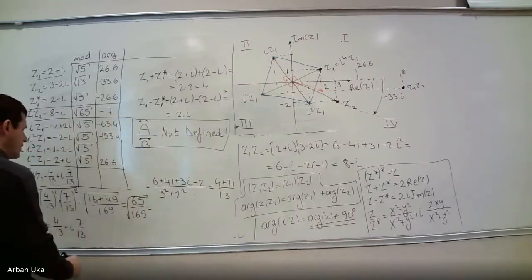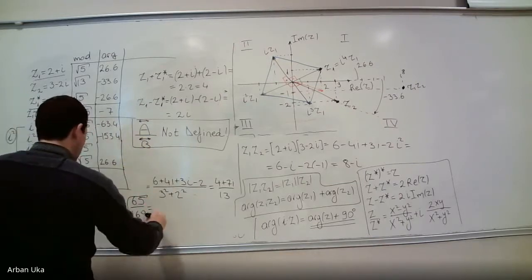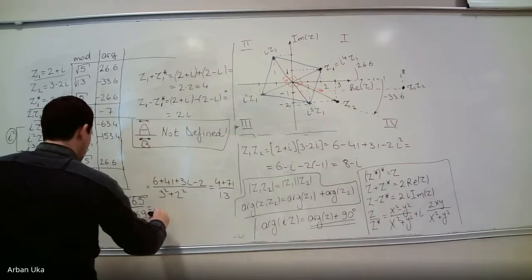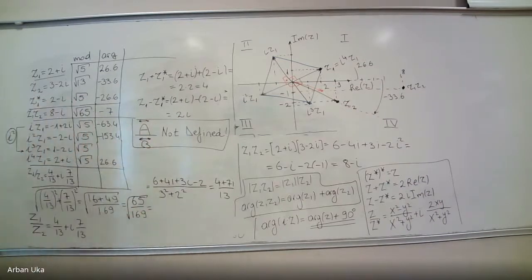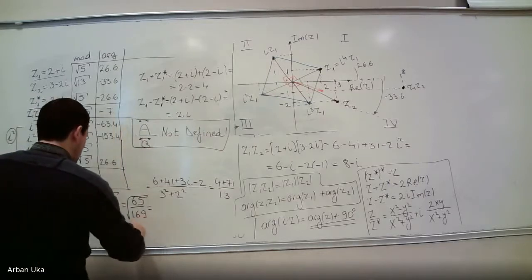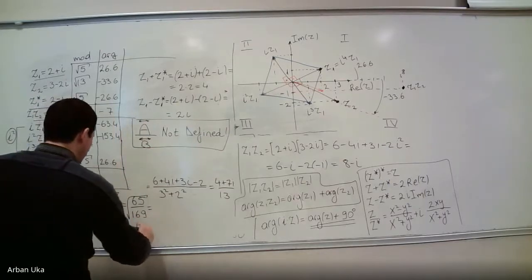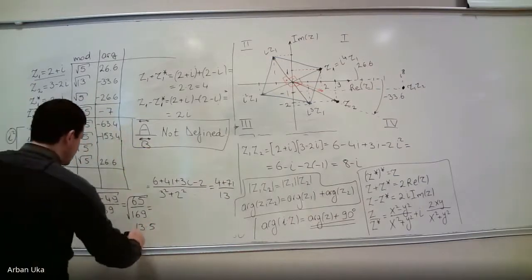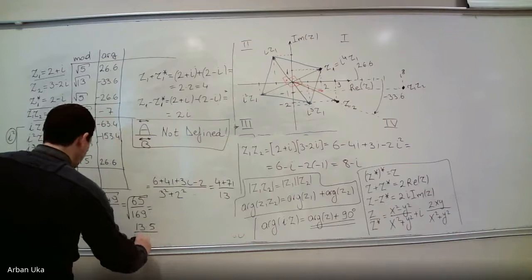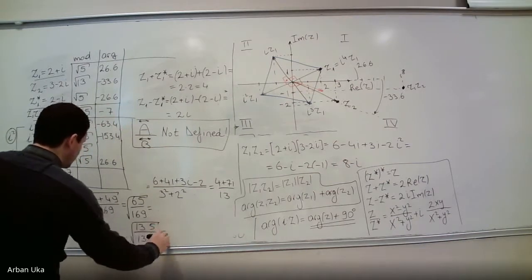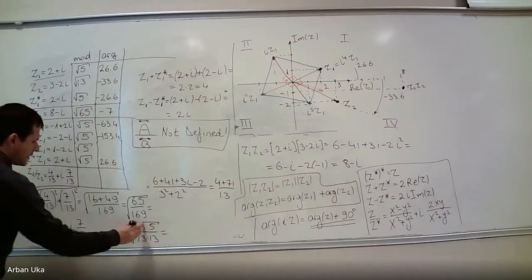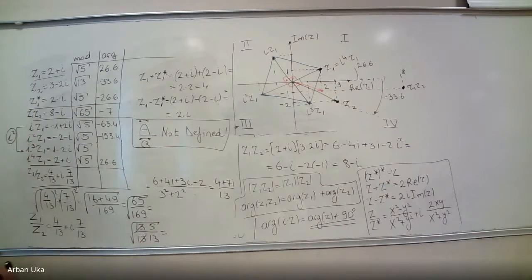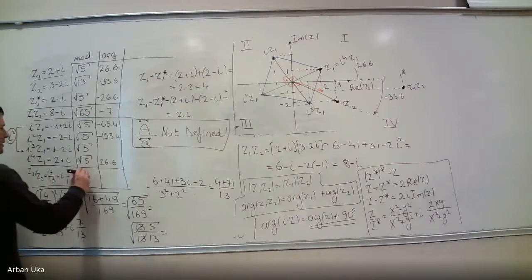So this is going to be equal to the square root of 65 over 169. 65 is 13 times 5. 169 is 13 times 13. Okay. And we can cancel out a 13. We get the square root of 5 over 13.